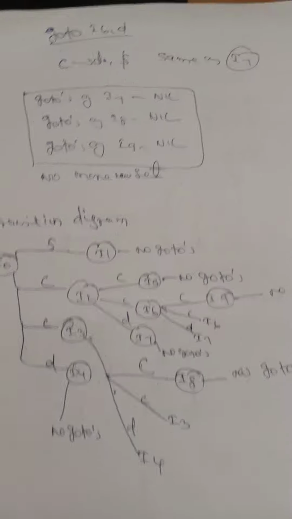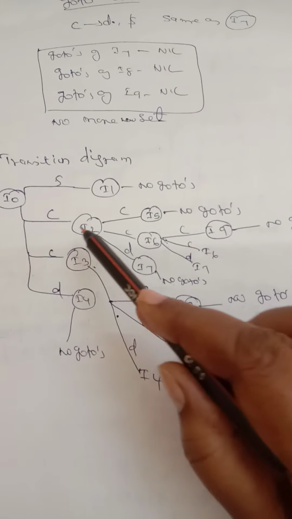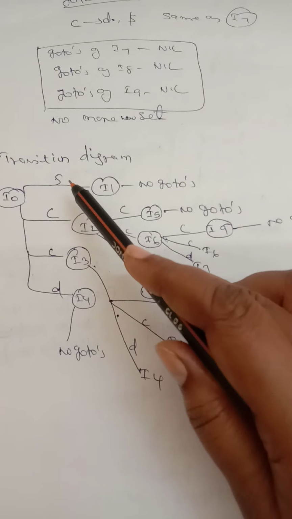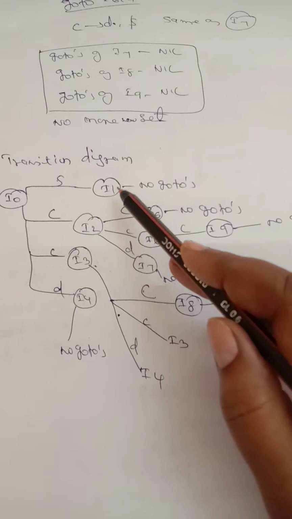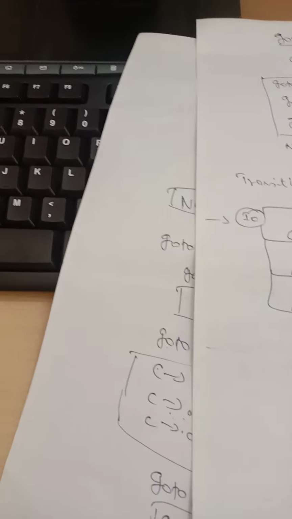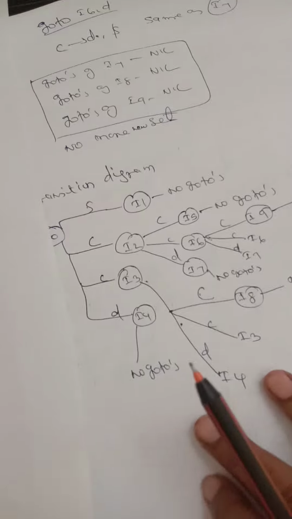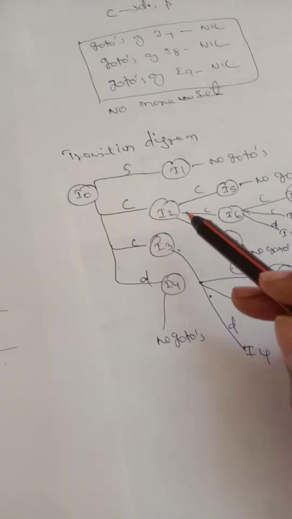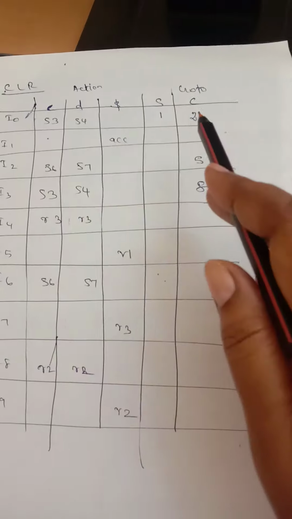So I0 comma S equals what? I1. I0 comma capital C equals I2. In the goto part, if you apply a non-terminal, you just mention the state number. So that is the output. I0 comma S equals 1. I0 comma capital C equals 2.